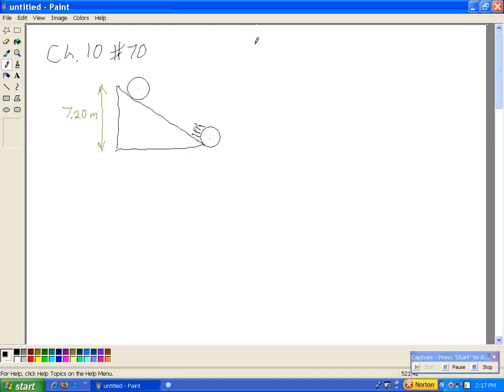Conservation of energy, let's see, so it's potential energy plus kinetic energy before equals potential energy plus kinetic energy after. But here's the thing. We know that it has zero kinetic energy here, so that's fine, we can cross that. And the potential energy at the bottom is zero, so we can cancel that out.